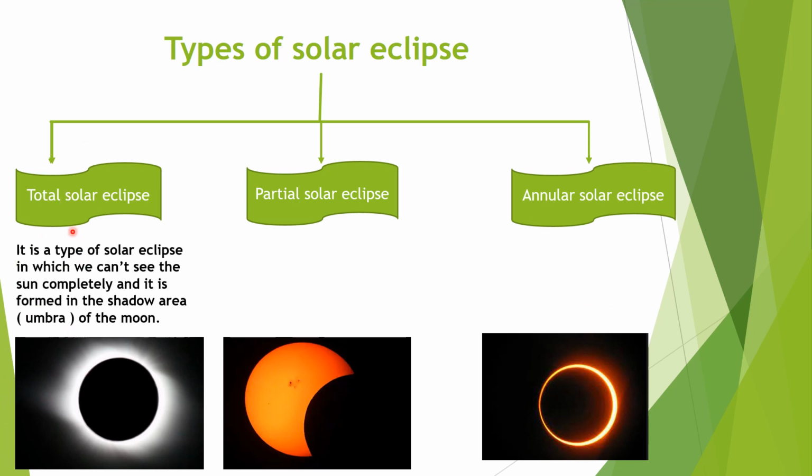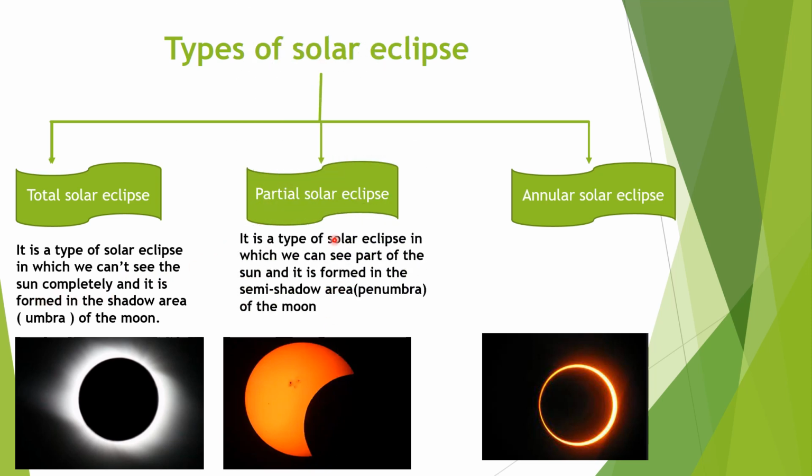Number 1, the total solar eclipse. It is a type of the solar eclipse in which we can't see the sun completely, and it is formed in the shadow area called the umbra, the cone umbra of the moon. So the total solar eclipse is caused by the umbra and we can't see the sun completely.